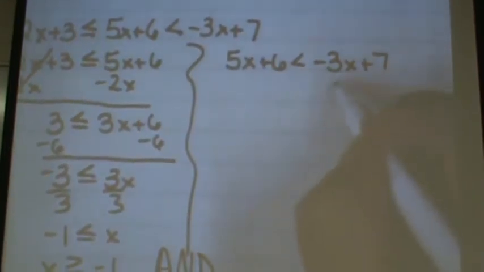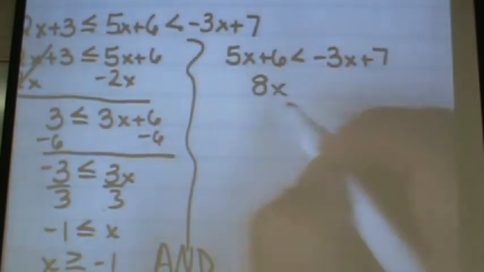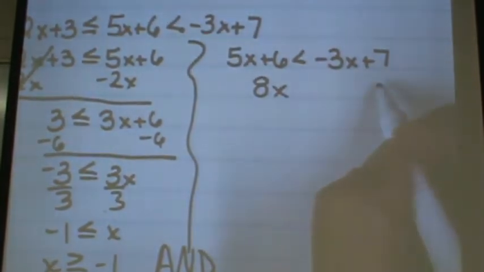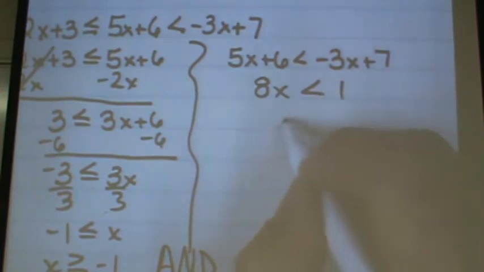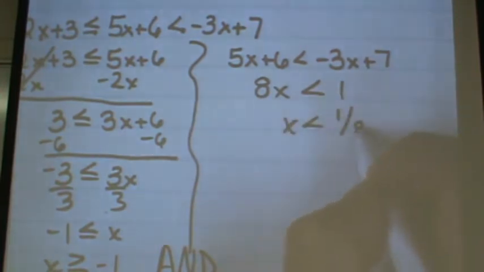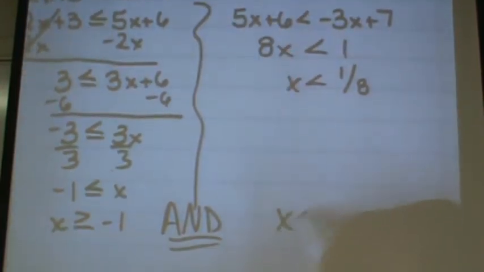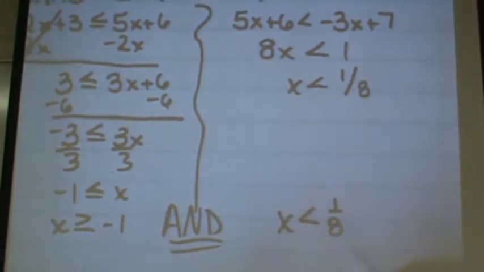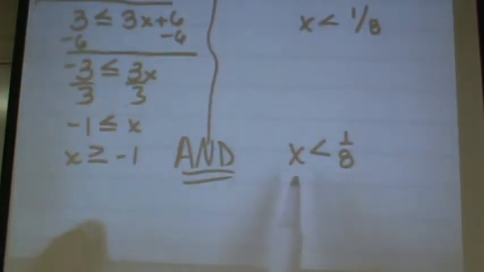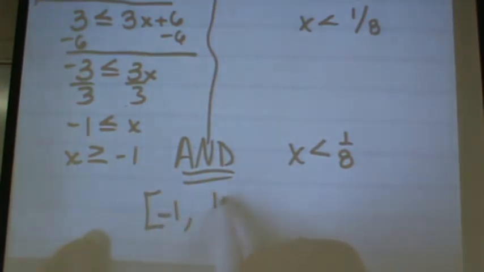In this side, we're going to add 3x. You're going to get 8x. We're going to subtract 6, and you're going to get 1. So x is less than 1/8. So x is bigger than negative 1, and it's less than 1/8. So your answer would be negative 1 with a bracket, comma, 1/8 with a parenthesis.